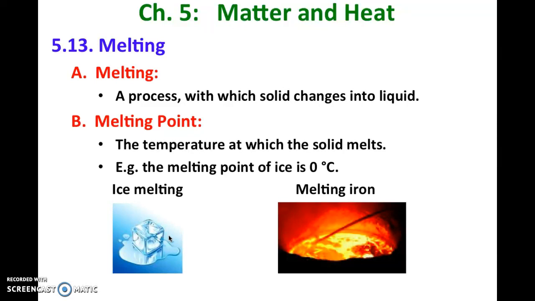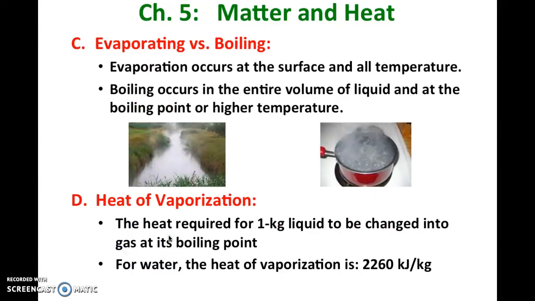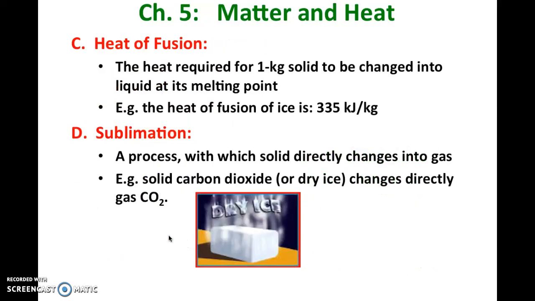Melting is the process with which a solid changes to liquid. Melting point is the temperature at which the solid melts. For ice, the melting point is 0 degrees Celsius. For iron, it can be over 1,000 degrees. The heat required for 1 kilogram of solid to be changed into liquid at the melting point is called heat of fusion. For ice, the heat of fusion is 335 kilojoules per kilogram.